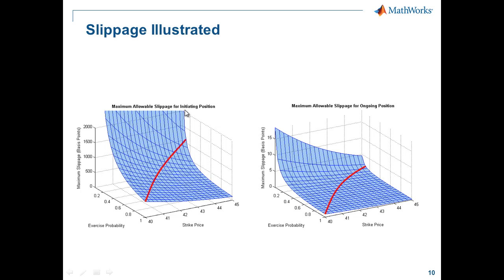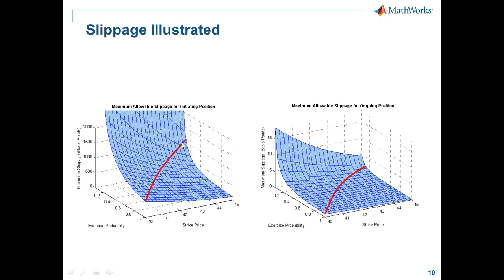If you look at the initiating position, because you're getting that call premium, the maximum amount of slippage, which is anything below this surface, is on the order of hundreds of basis points. So that's pretty forgiving. You can actually have a lot of slippage, and you would still expect that you'd be able to do pretty well.